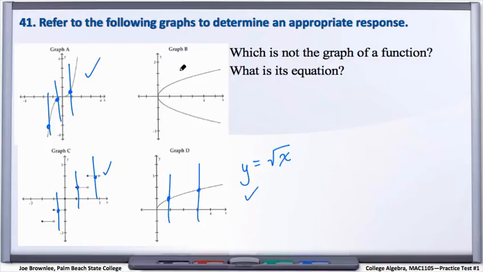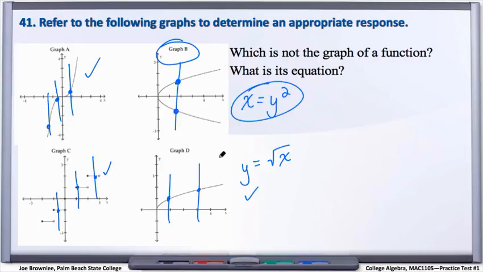But with graph B, when we drop a vertical line, now look how many times our vertical line touches this graph. It touches in two places. And again, the vertical line test tells us that we can only have our vertical line touching in one place. So by the fact that it fails the vertical line test, we know that this is not a function. And the equation of this graph is x equals y squared. All right, really important tool. The vertical line test tells you whether or not your graph is a function.